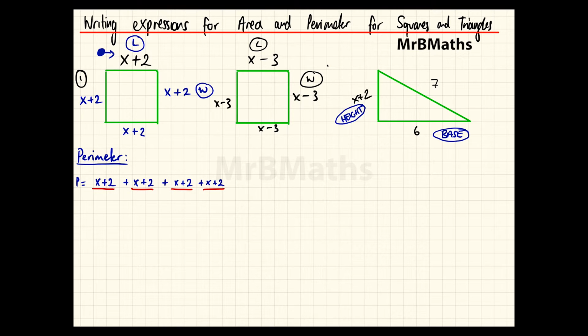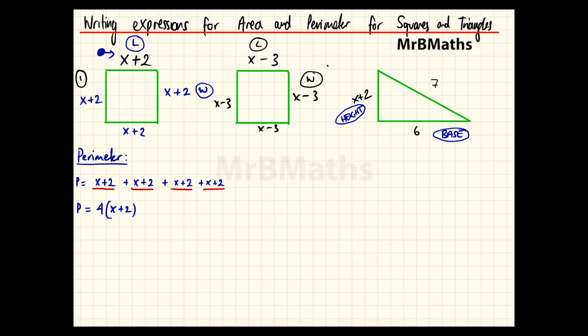Now because we know a square has 4 sides, we could also do P equals the value of one side, x plus 2, and because we know there are 4, we could just do 4 times x plus 2. Okay, now I'll show you both ways, but both ways will get you the same answer. This method here is obviously a lot quicker.